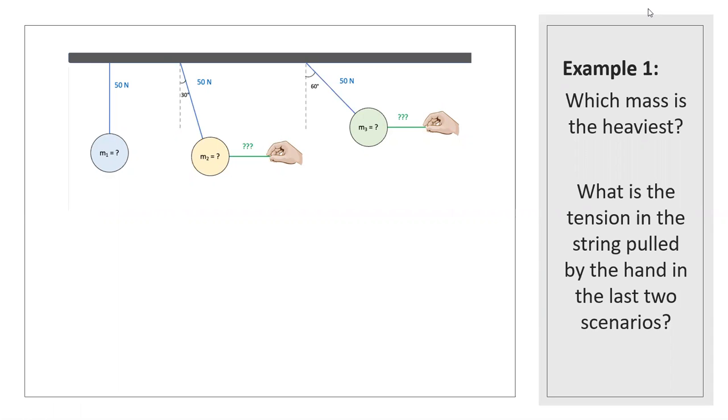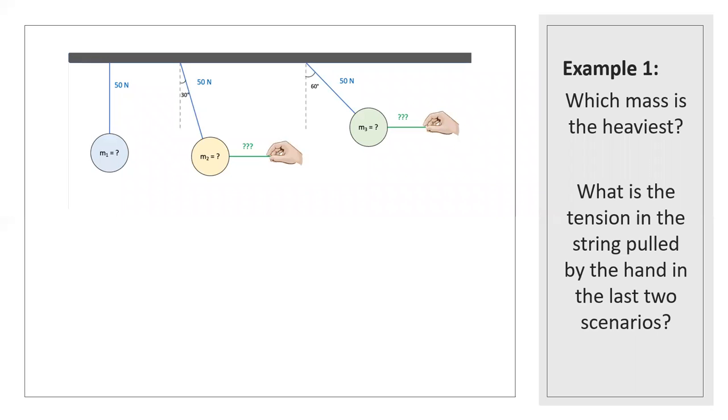We've got 3 different setups, 3 different masses: mass 1, mass 2, and mass 3. You can see they're hanging at different angles, but they all have the same tension in the rope. There's 50 newtons of tension here, 50 newtons, 50 newtons. What we don't know is the tension from the hand, and we also don't know the mass of the object. In this question, we want to find out which mass is the heaviest. This actually simplifies some of the calculations because we only have to consider one angle. So for the very first question, it should be nice and easy. That's one that I shouldn't have to tell you.